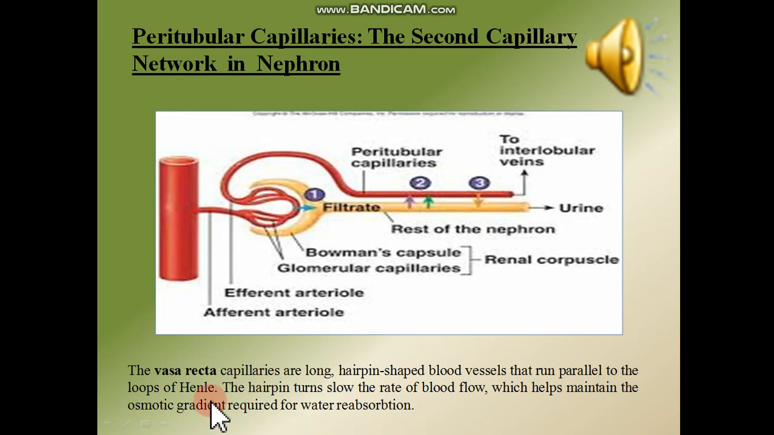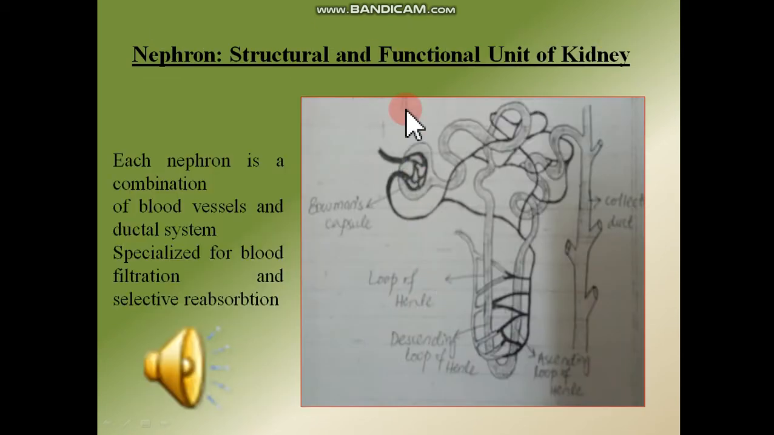Vasa recta are the long capillaries. They are present around the loop of Henle in the nephron, and they maintain the osmotic gradient required for water reabsorption. Nephron is a structural and functional unit of the kidney.